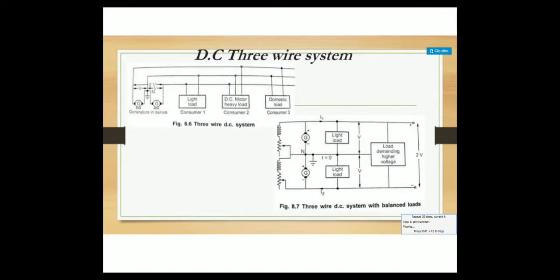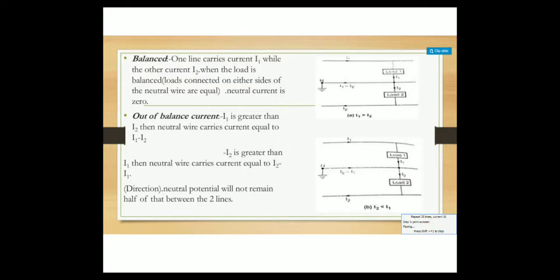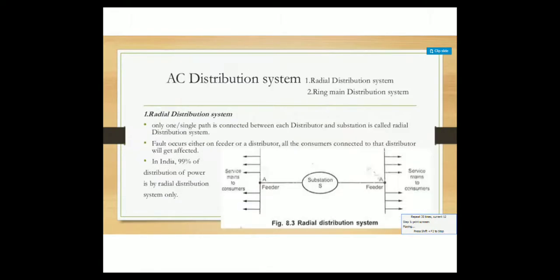Coming to the next one, this is a general layout of a DC three-wire distribution system, how the loads are connected and how they need to be connected, and where the neutral point is. These are regarding the balanced loads and balanced currents of a three-wire system.